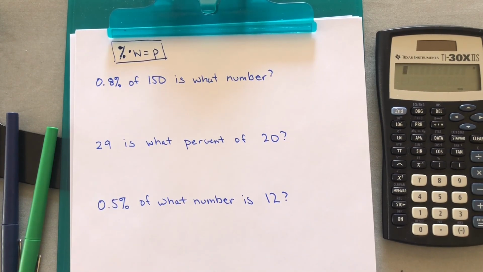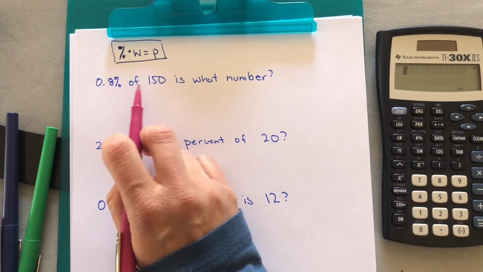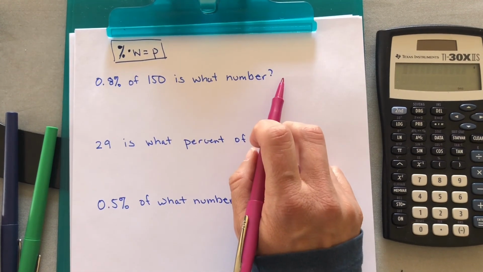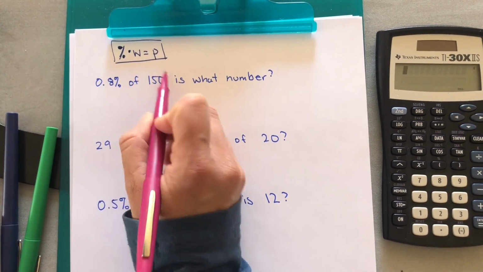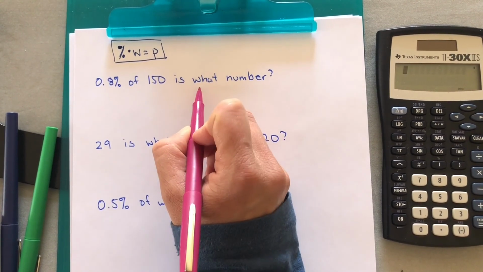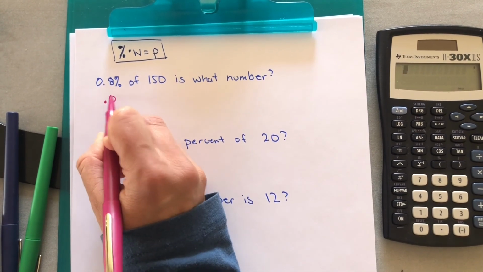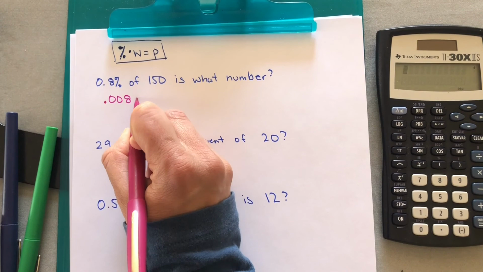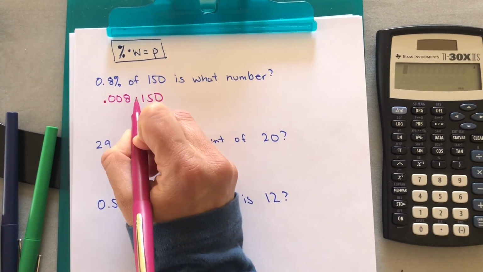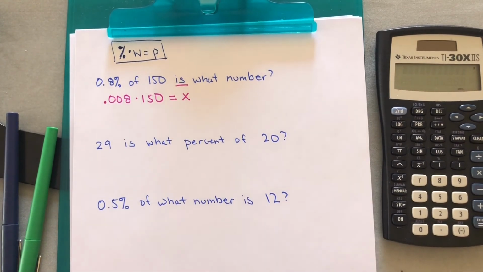All right, let's look at a few more examples. And just a reminder that these are good things to have in your notes to look back on. So let's translate this sentence. 0.8% of 150 is what number? So I'm looking for 0.8% out of 150. I've got the percent and the whole, and I'm looking for the part. Remember, I need to write this as a decimal, so I need to divide it by 100. Of means multiply, is equals a mystery number.